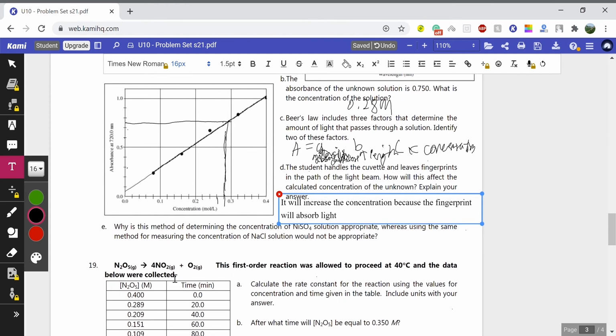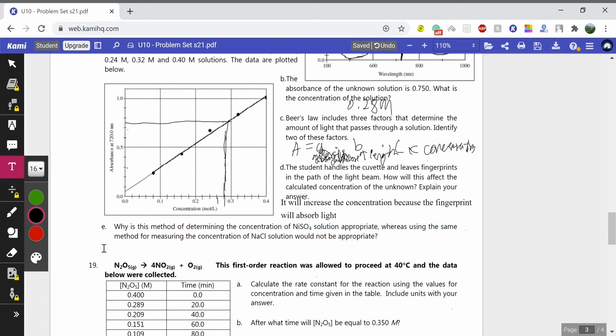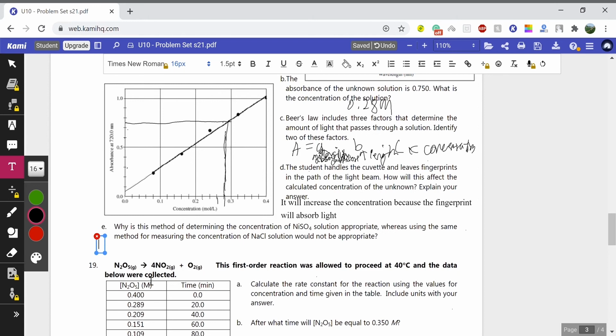Now, why is this method of determining concentration of NaSO4 solution appropriate, whereas using the same method for measuring NaCl would not be appropriate? That is because NaCl is a different color, and so the absorption would also be different.